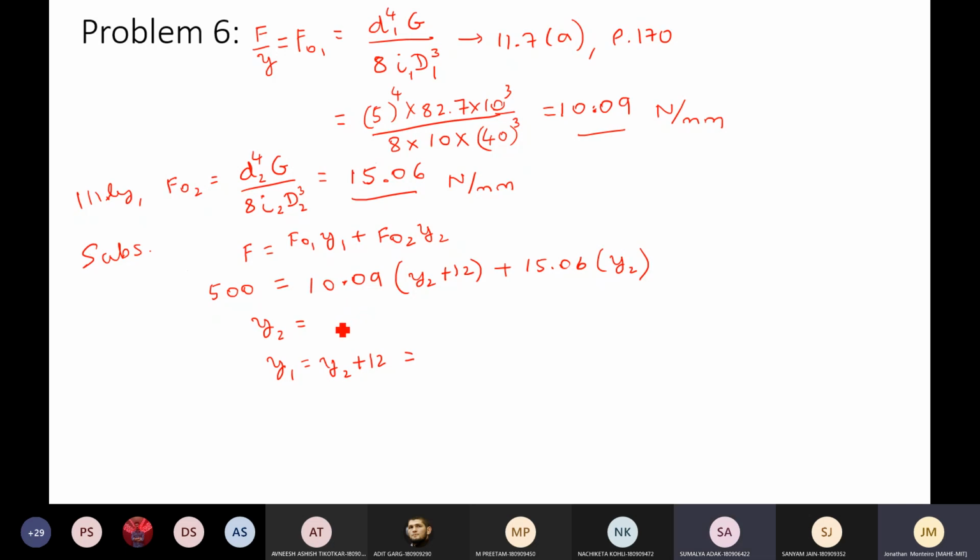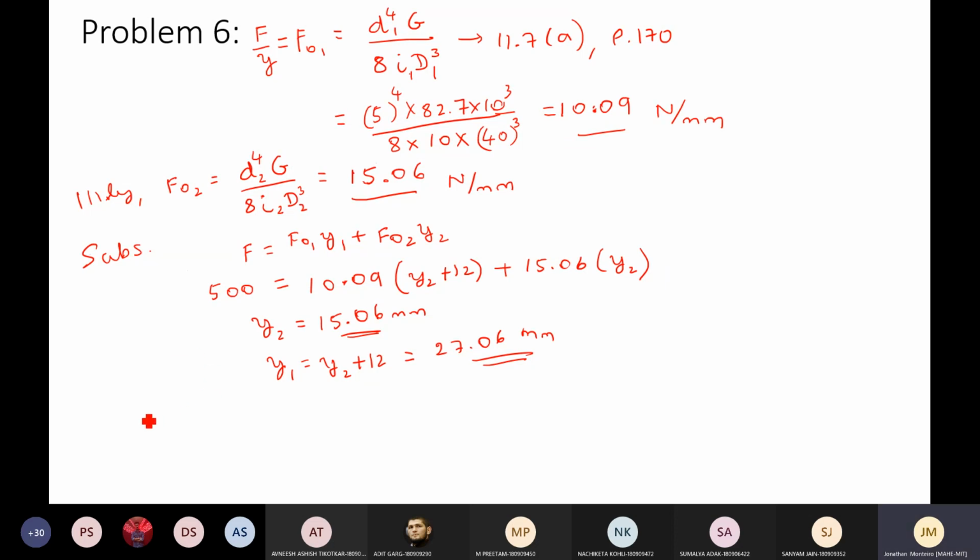Sir, Y2 is 15.06. Yeah. In this case, it comes very similar to F naught 2. Yeah. And 15.06. Y1 is 27.06. Exactly. Yes. So we got both deflections. Now we have the F naught value with us, that is the spring rate value. We have the deflections with us. Now it is very easy to find out what the F value will be.